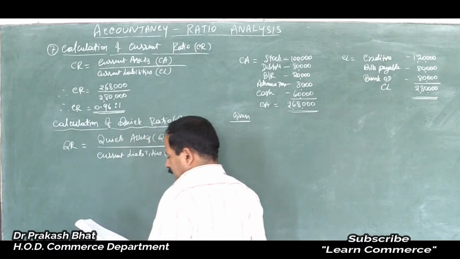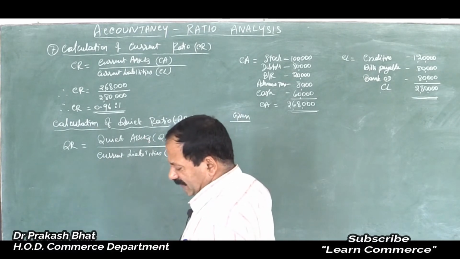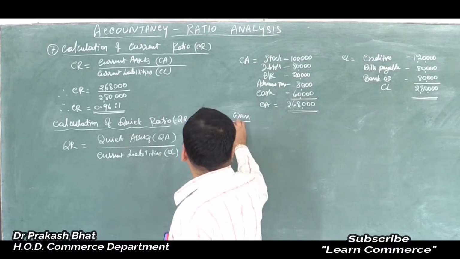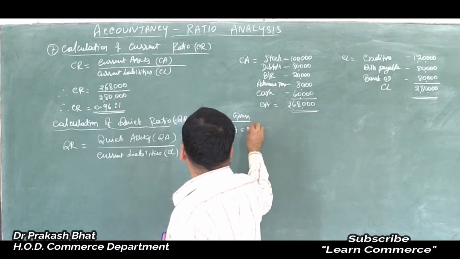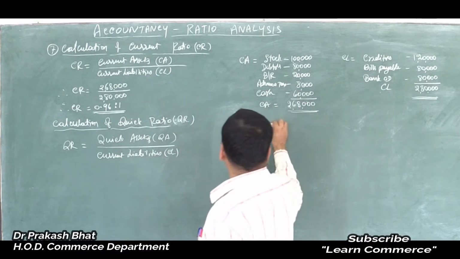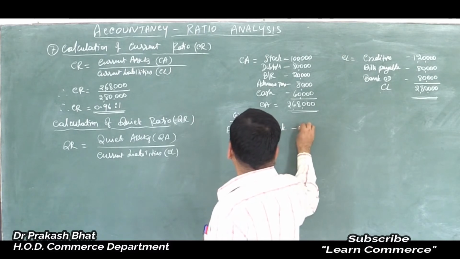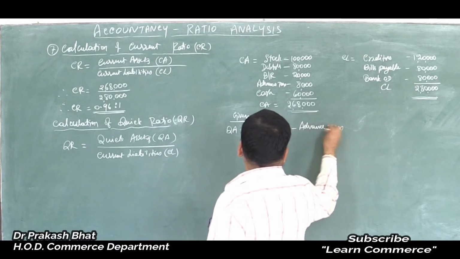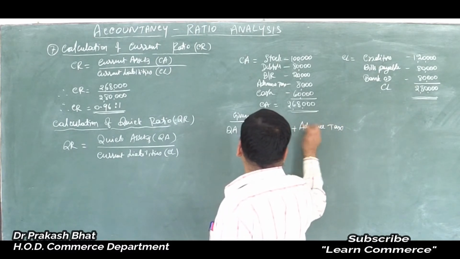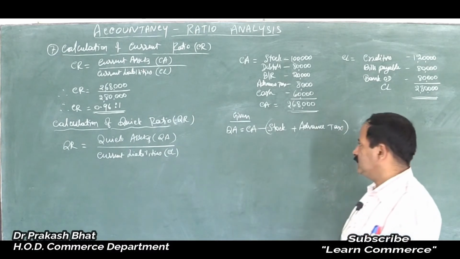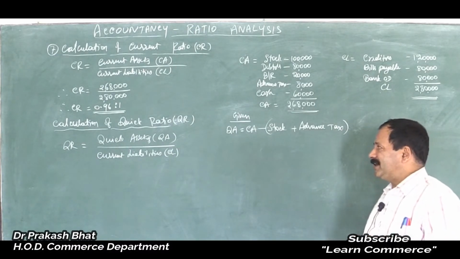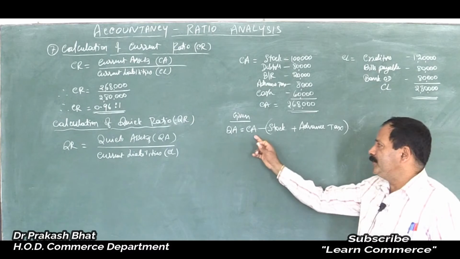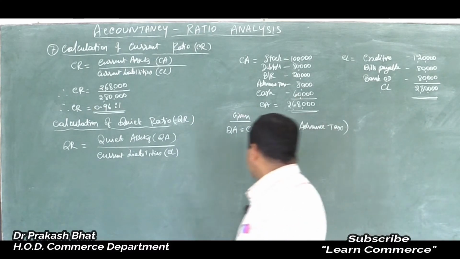Quick assets is equal to current assets minus stock minus advance tax, or current assets minus stock plus advance tax. When you take the total of stock and advance tax, and if you deduct it from current assets, you will get the quick assets, right?